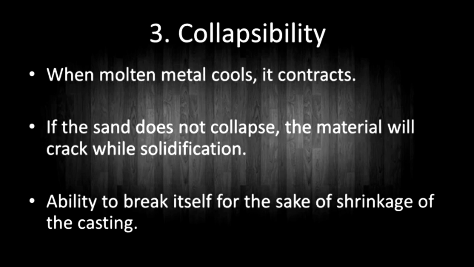The next property is collapsibility. When the molten metal in molds solidifies, it contracts. If the sand does not collapse, the material will crack or tear. So, another important property the sand should have is collapsibility. Collapsibility is nothing but the ability to collapse or to break for the sake of shrinkage of the casting.